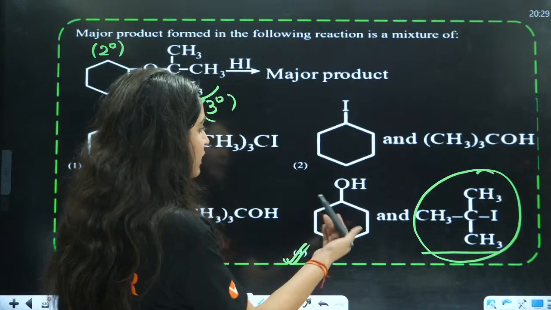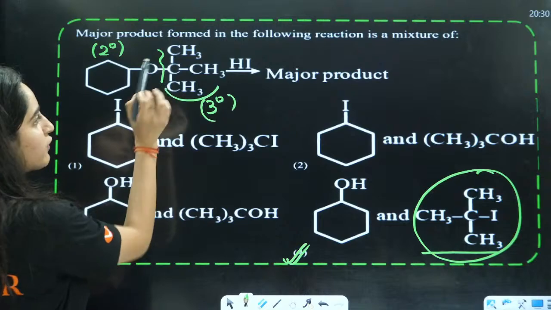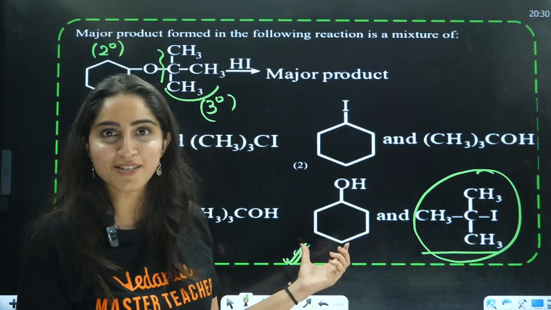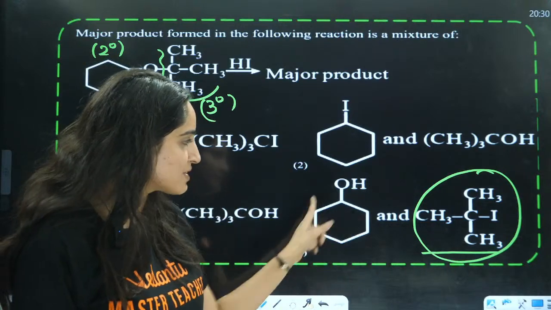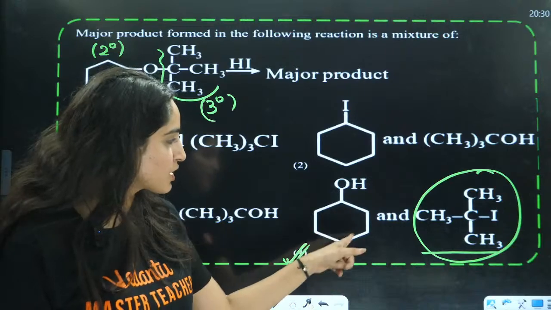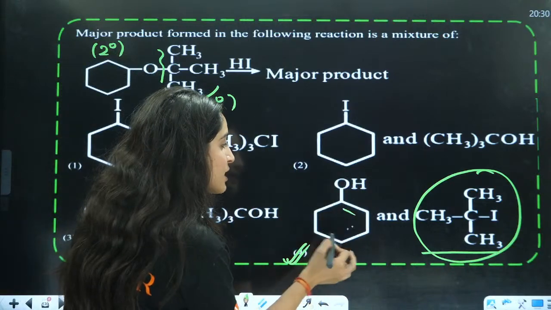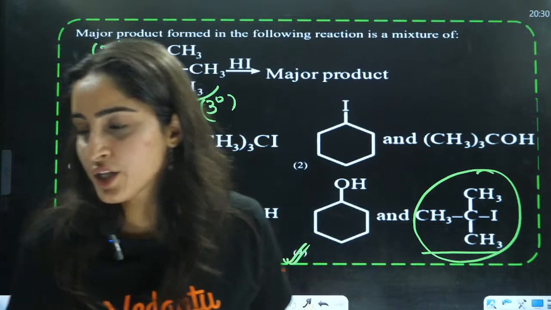Okay, and here you will break this bond and there will be attachment of H. This is not phenol, right? This is a simple cyclic chain. There is no double bond here, right? So don't be in a hurry and say, yes ma'am, phenol. No, it's not phenol. Okay, understood?